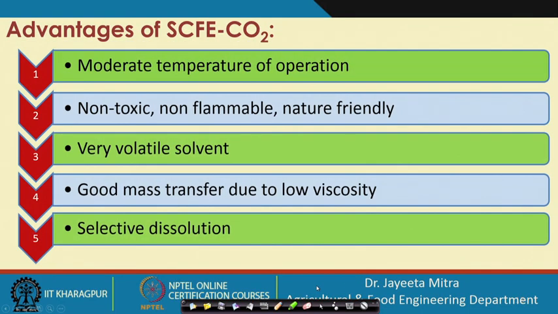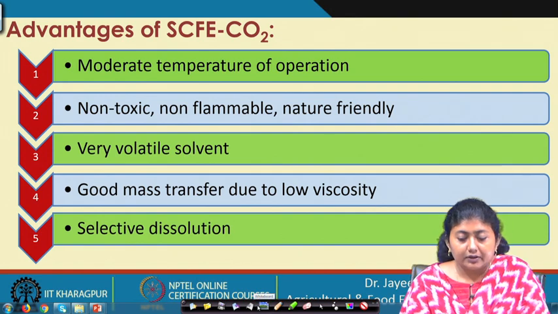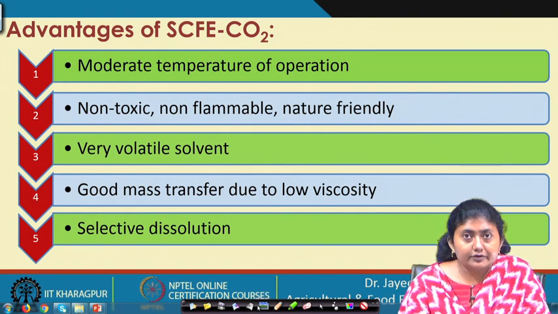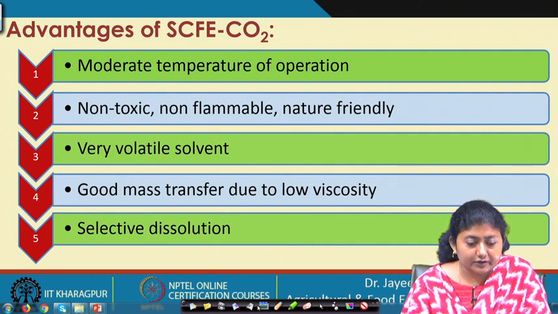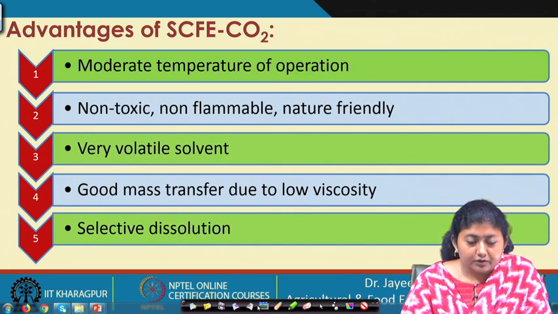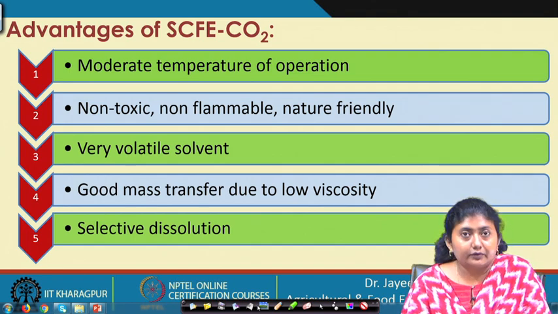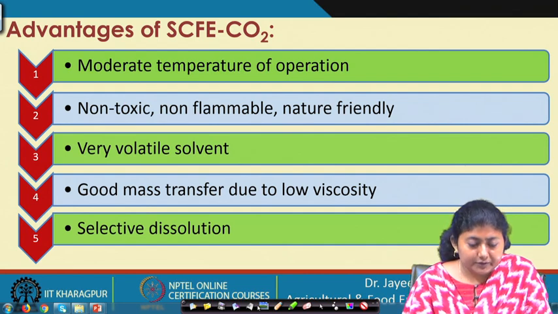First, let us see the advantages of supercritical fluid extraction using carbon dioxide. Here we can operate at a moderate temperature. We have seen that the temperature is around 304 Kelvin, or 31.8 degrees Celsius. So, it is very helpful to operate, there is no high temperature needed, so heat sensitive material can also be very well preserved.